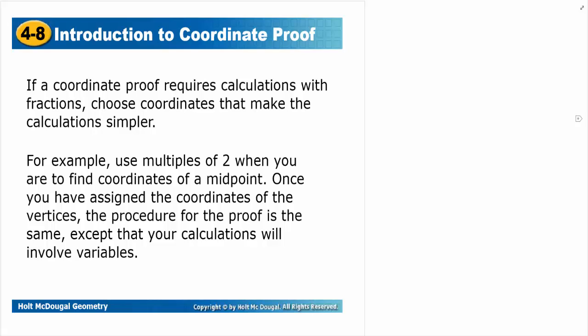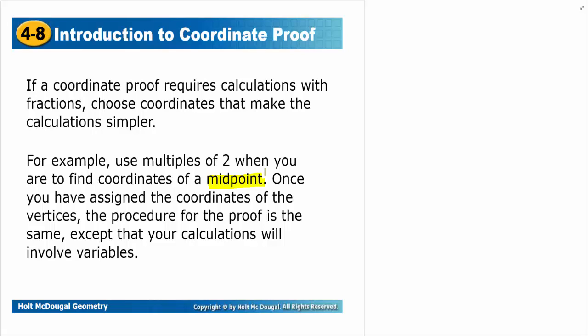Okay, so it's just more information. If you have a coordinate proof that requires calculations with fractions, choose coordinates that make the calculation simpler. For example, use multiples of 2 when you are to find coordinates of a midpoint. Now, that is a big hint because we're going to be doing lots of midpoints on these. So just make sure when you're using your variables, since you know you're going to do a midpoint, if you don't want to deal with a fraction, then call your values like 2p or 4p or something like that. Okay, because remember, when we do midpoint, we're dividing by 2. So we need to have something divisible by 2.